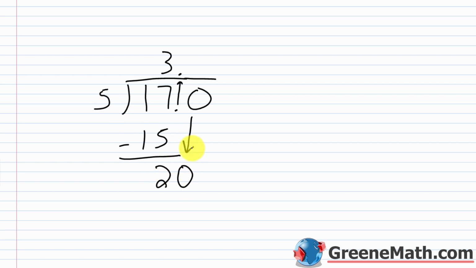5 goes into 20 4 times. 4 times 5 is 20. Subtract and get 0. So now you see what your calculator is doing. It's just continuing the division. So our answer here is 3.4. It doesn't make it wrong if you say you have 3 with a remainder of 2. It's just a little bit more precise to use this method and say our answer is 3.4.